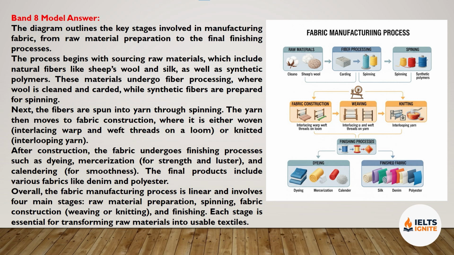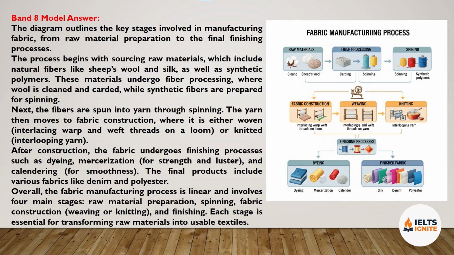The yarn then moves to fabric construction, where it is either woven, interlacing warp and weft threads on a loom, or knitted, interlooping yarn. After construction, the fabric undergoes finishing processes such as dyeing, mercerization, for strength and luster, and calendaring, for smoothness. The final products include various fabrics like denim and polyester.